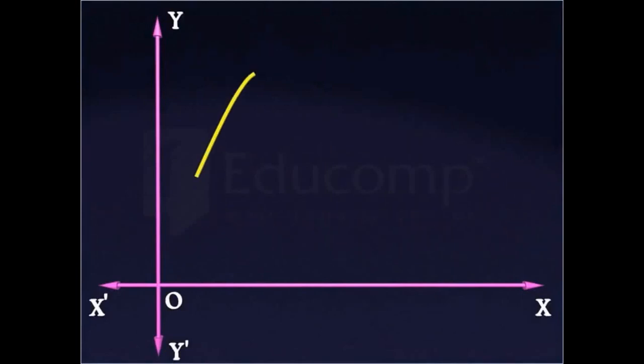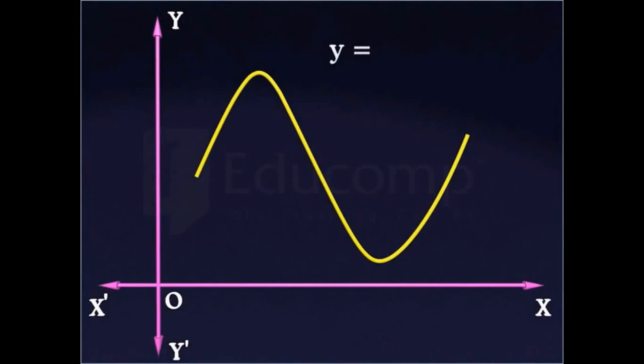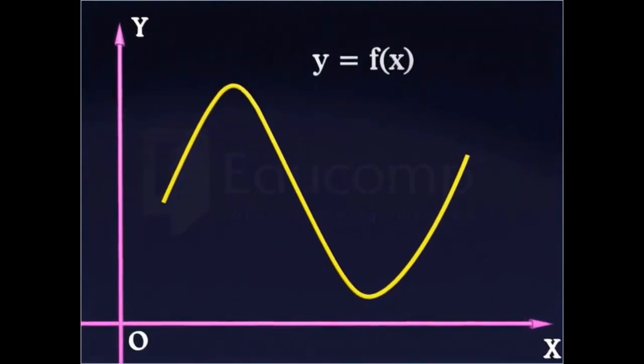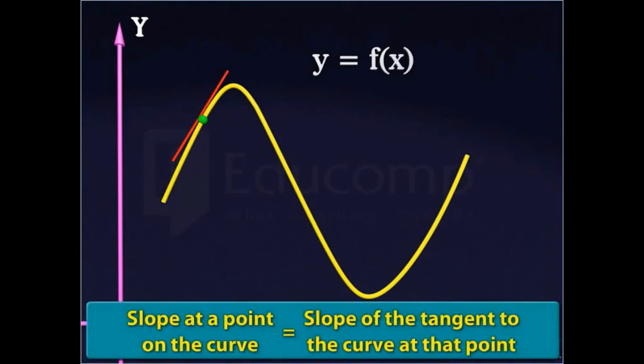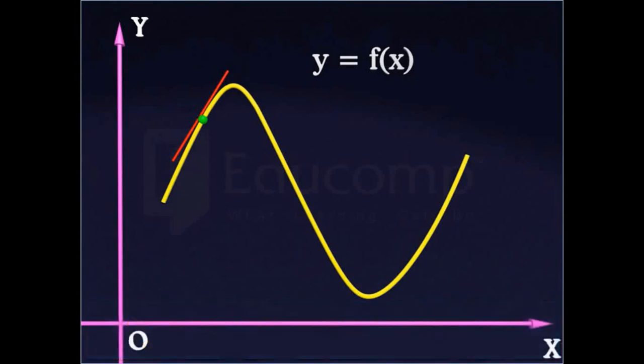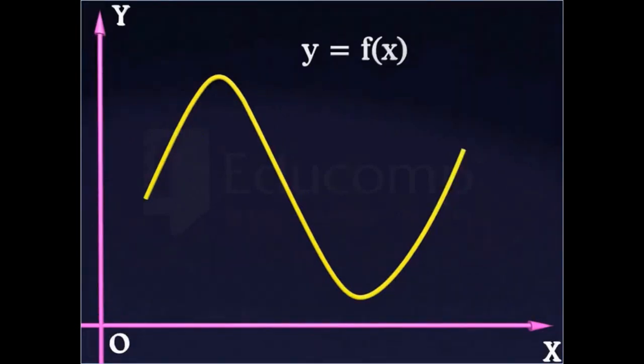Suppose we are given a curve representing a function y equal to f of x. We know that the slope at any point on a curve is equal to the slope of the tangent to the curve at that point. We can see that the slope of the tangent keeps varying at different points on the curve. Let us mark points P, Q, R and S on the graph.